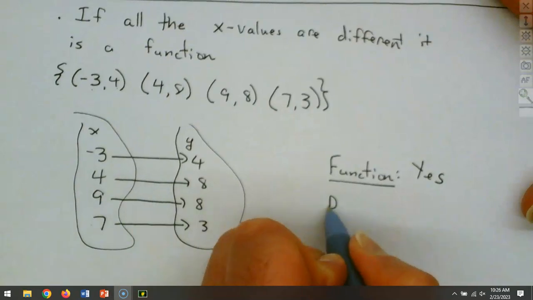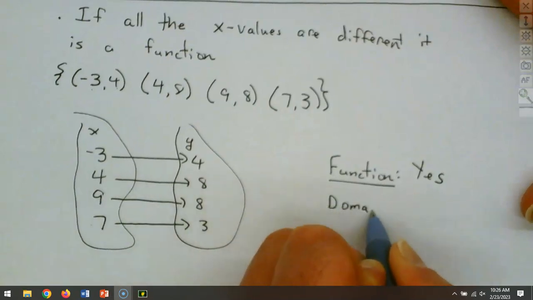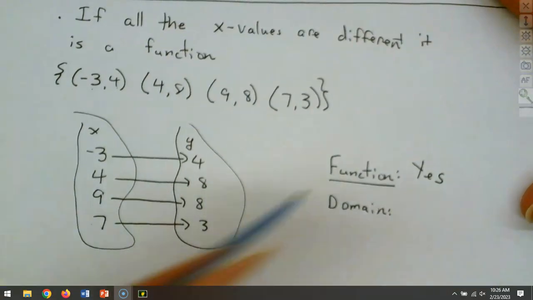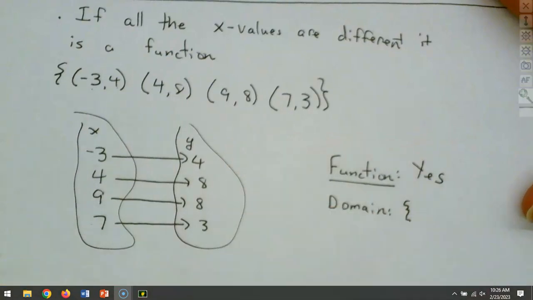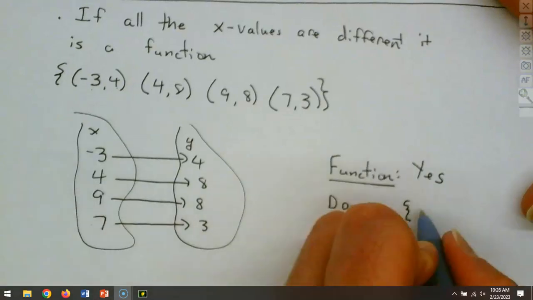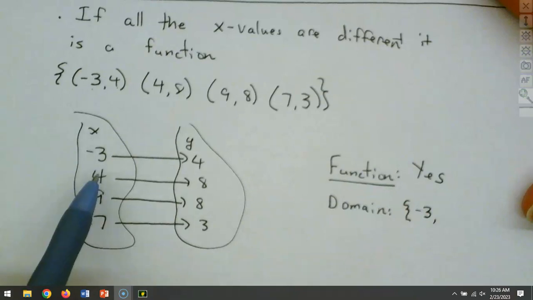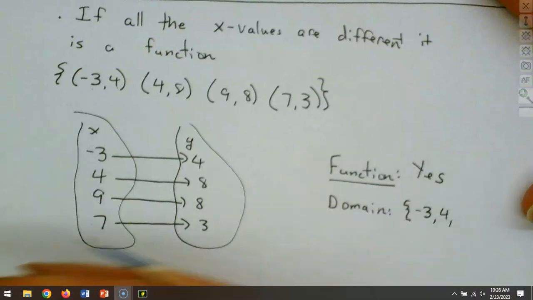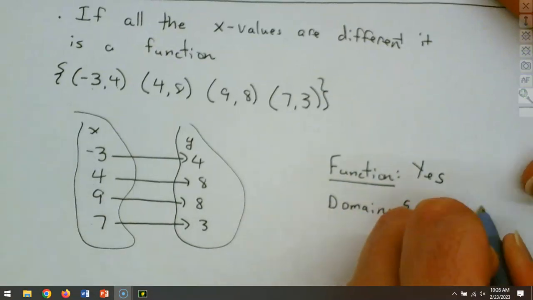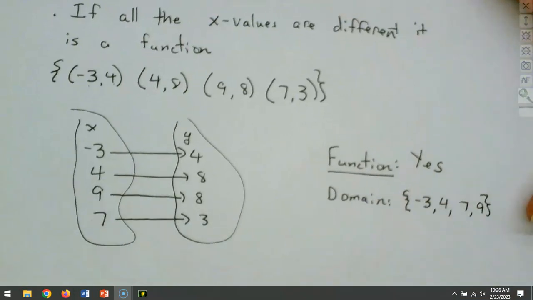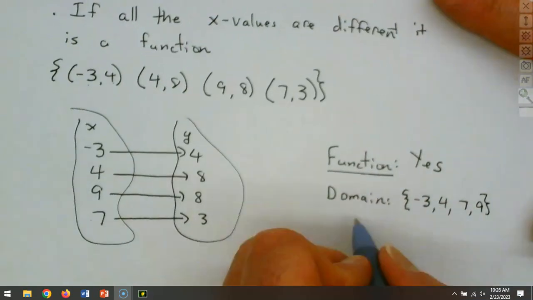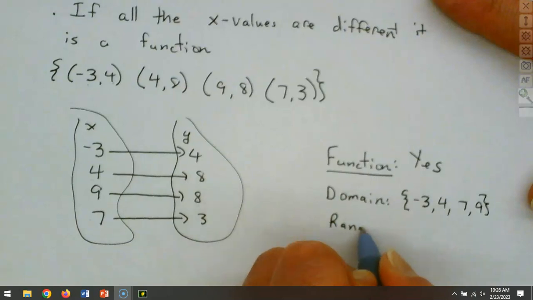Now, what about the domain? Domain is going to be the values of x. We're only going to list the duplicated values one time. And we're going to start with the smallest value. So what's our smallest value here? -3, 4, right? Put them in the correct order, 7, and then what? 9. Those are my values of my x. That's my domain.